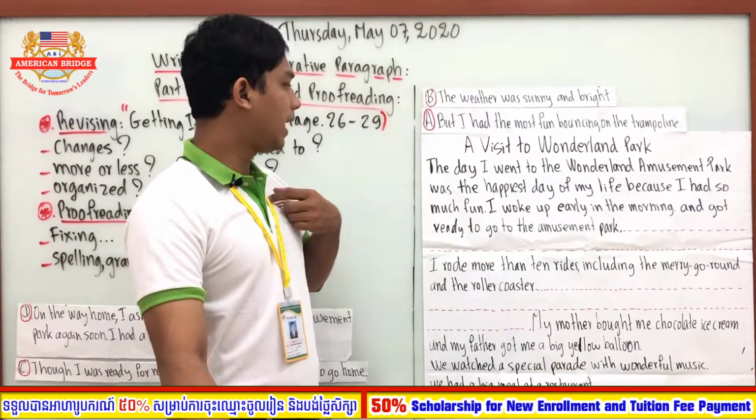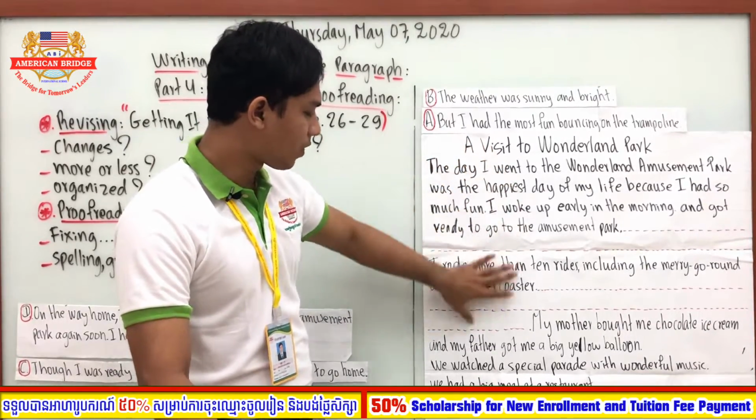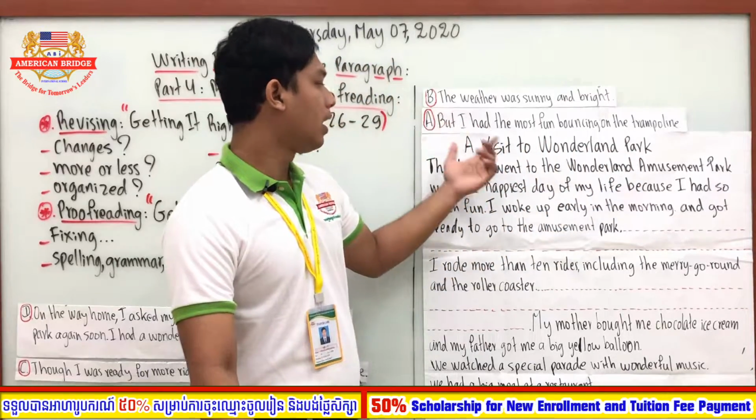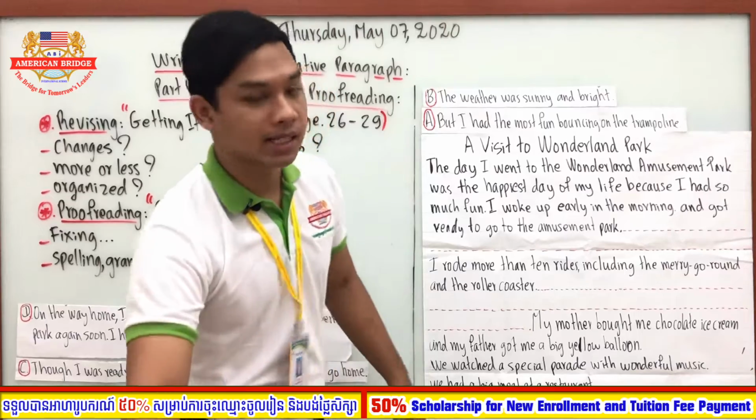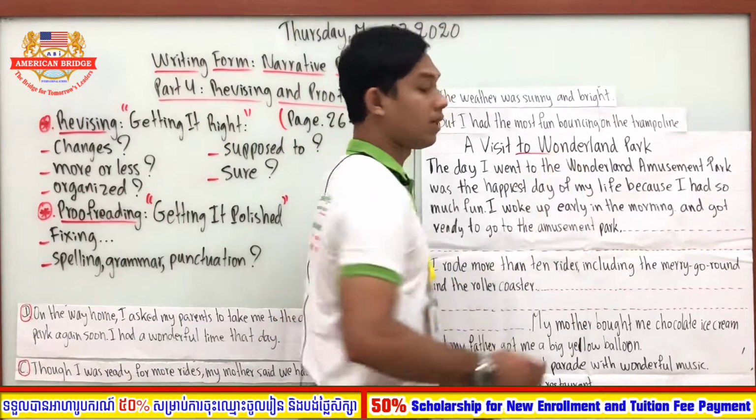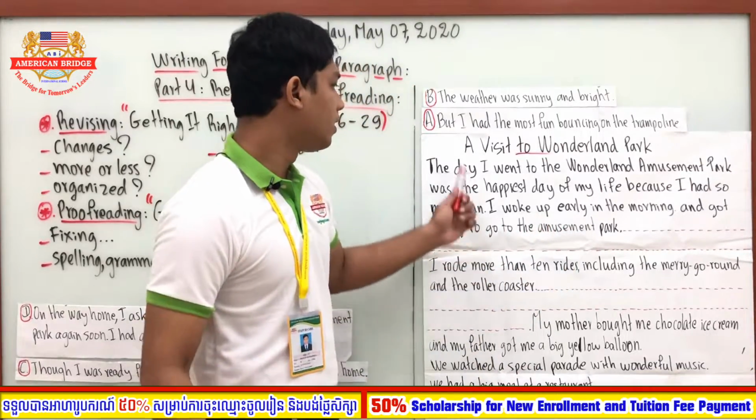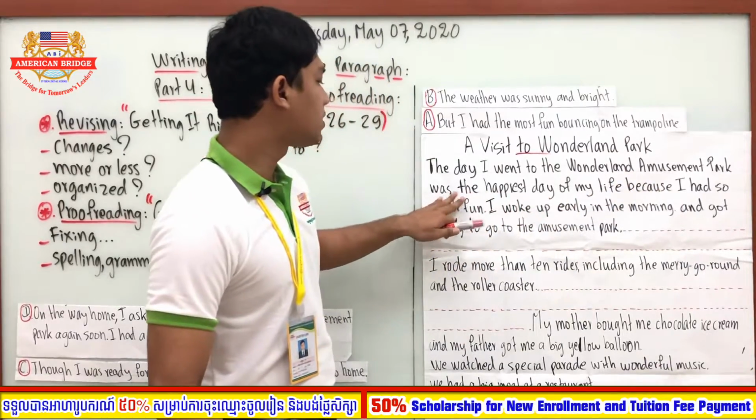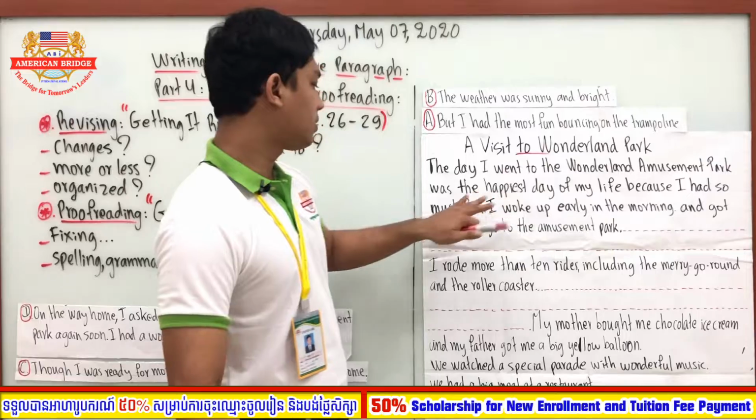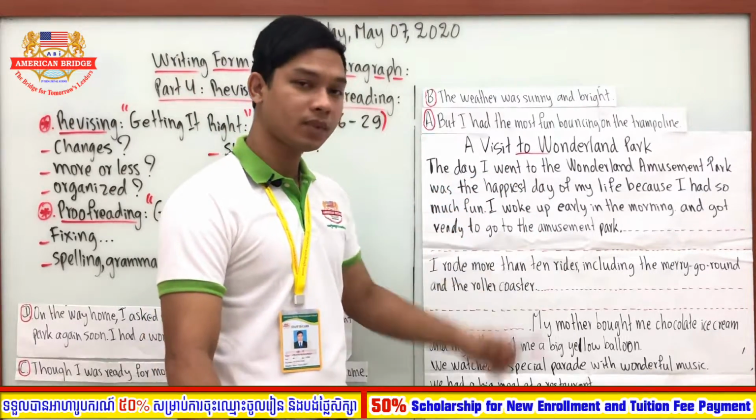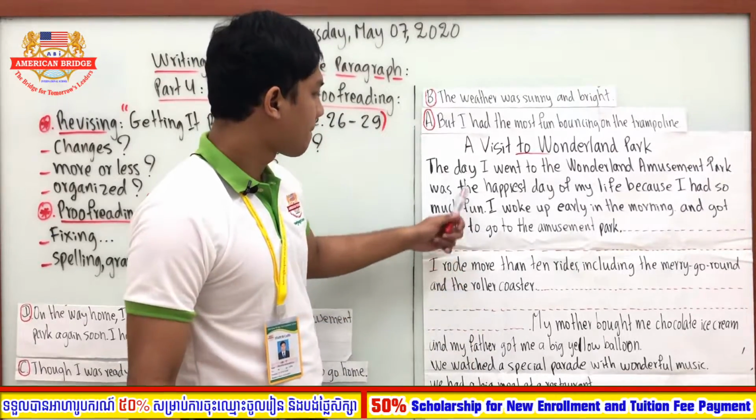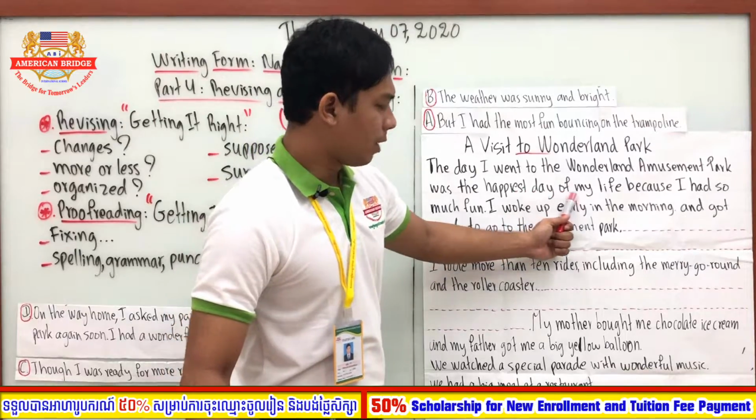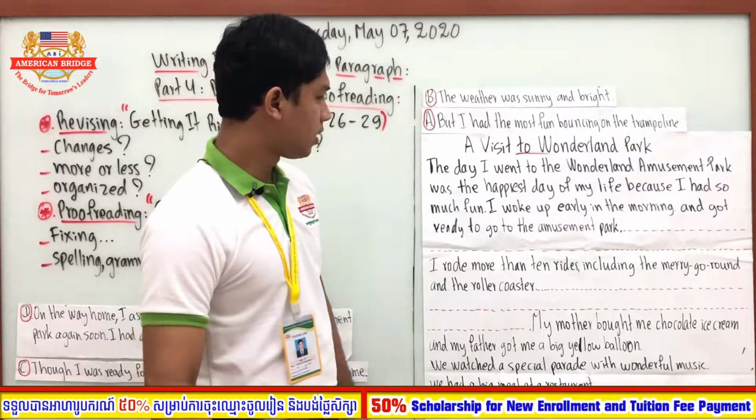Actually, I have the sample writing on the whiteboard too, so let's go through this altogether. We say, a visit to a Wonderland park. What is this one? When we come to revising, we already know that this is the title for sure, right? Good. This is the title, and then we have: the day I went to the Wonderland amusement park was the happiest day of my life because I had so much fun. What is this sentence? We call it the topic sentence, right? Good. So we have to check. We want to see if we need to make some change, or if there is any grammatical error or spelling error or not.